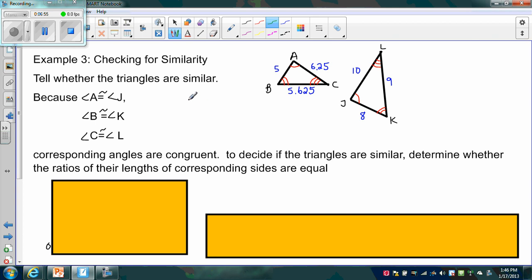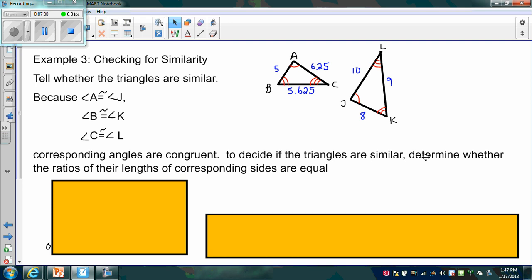Checking for similarity. You have to tell whether the triangles are similar. We're not sure, but in this case, this line here tells us that this angle is congruent to this angle. And this one with the 3 lines corresponds to this. So we know that A matches up with J, B matches up with K, and C matches up with L. So the corresponding angles are congruent.